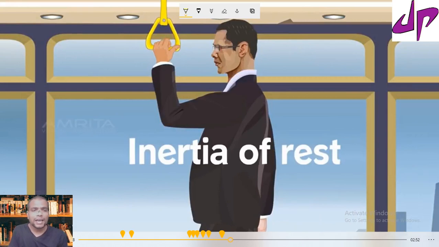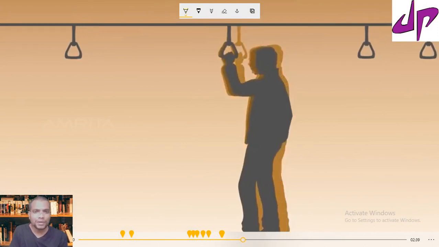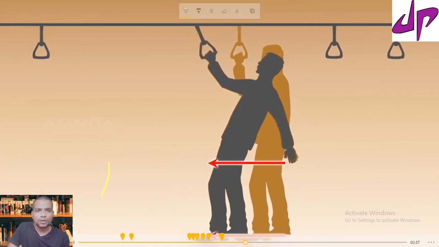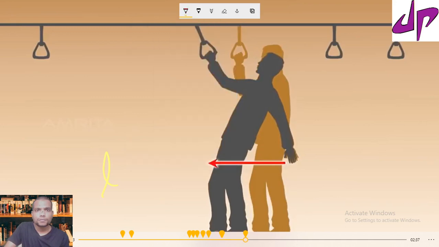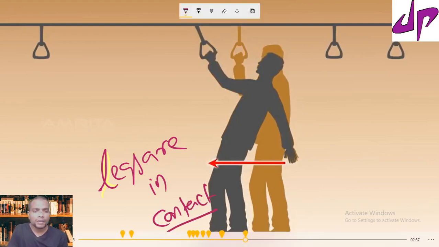So how is it explainable with the help of inertia of rest? Now when the person is standing, closely observe. When the bus is moving, the legs are first in contact with the bus. First the force is applied on our legs, but my upper body is at rest.